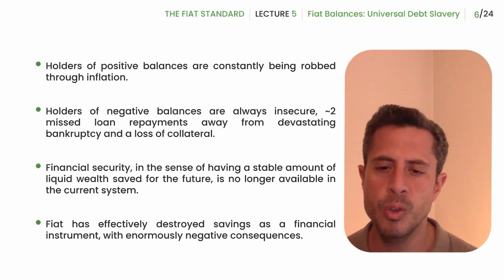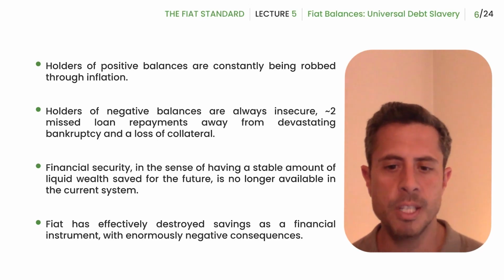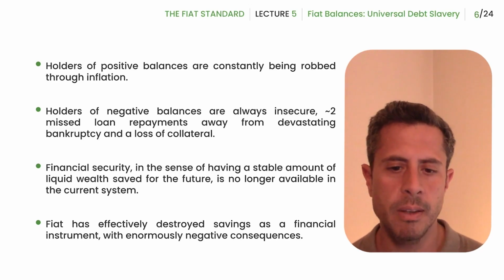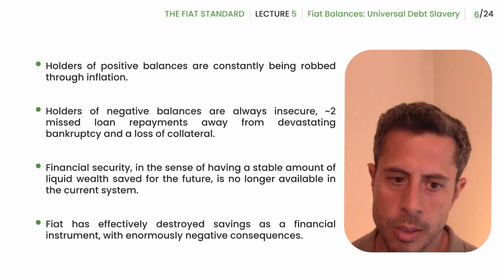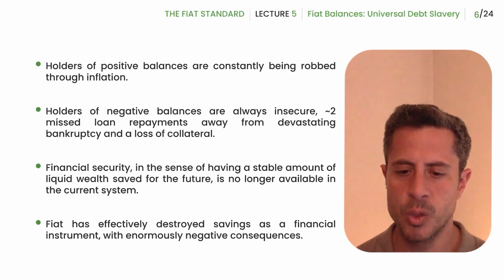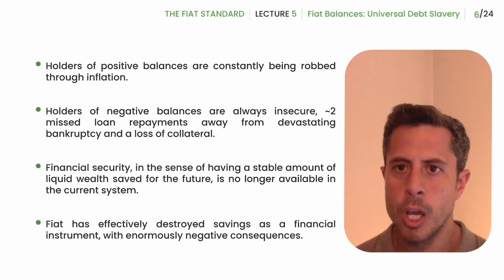So even if you're rich, you can't really buy security, financial security, in the sense of having a stable amount of liquid wealth saved for the future, is no longer available for anybody really in the current system. Fiat has effectively destroyed savings as a financial instrument with enormously negative consequences. You can't save.